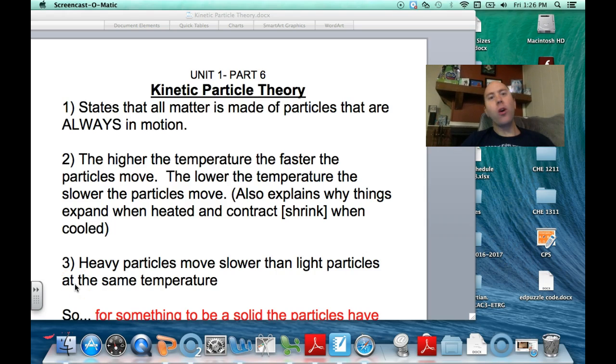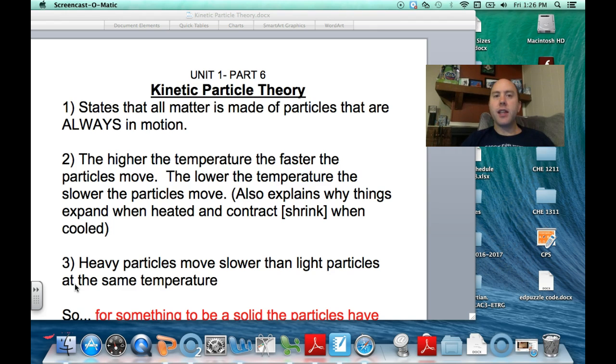We did it! We're on our very last part of Unit 1. After this lesson, we'll do a few things in class, and then we'll have our very first test of the year. So the kinetic particle theory is one of my absolute favorite theories. I just love this because it explains so many things in our world. It's explained so much. And it's really simple, actually.